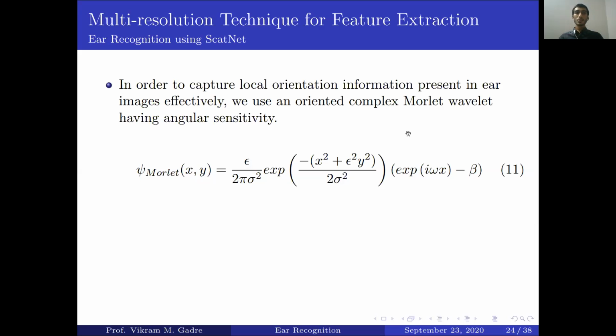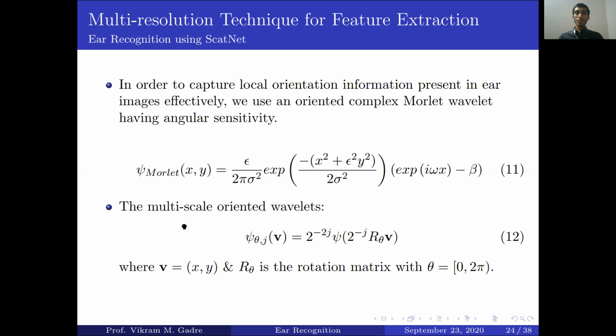Okay. So moving forward, we use this network for ear recognition. For this, we use a Morlet wavelet, which is a Gaussian wavelet multiplied with a complex exponential. So it is a complex wavelet. This is the exponential term, and this is the Gaussian part. And we construct multi-scale wavelets having different orientations to capture the orientation information in ear images. And the averaging filter is chosen to be Gaussian.